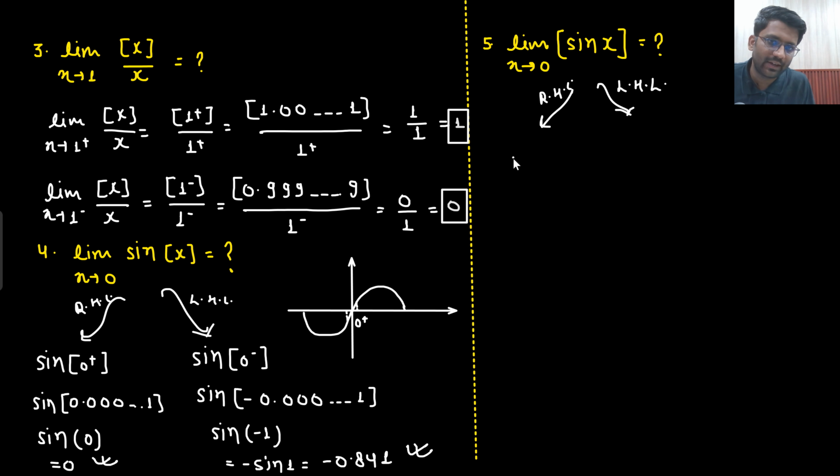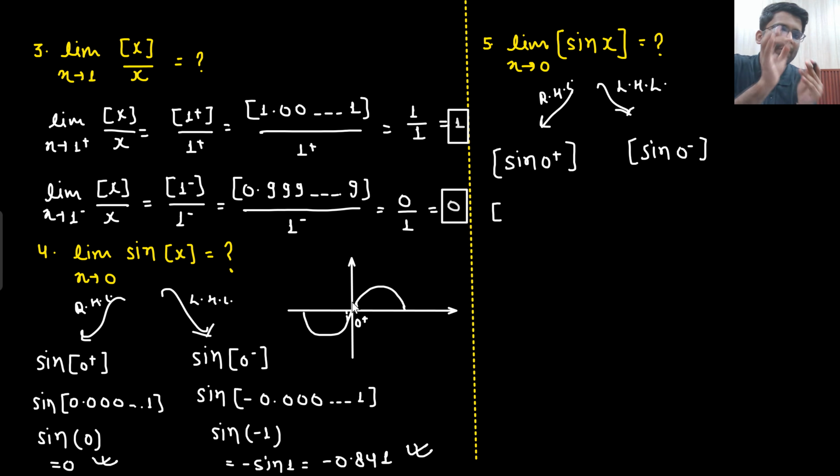Okay, so I am finding out sin 0 plus and then greatest integer function, and here sin 0 minus and then greatest integer function. Is that clear to you? What will be the value of sin 0 plus? Some value greater than 0. This value is nearly 0, but I am pretty sure that it is positive. So some value just greater than 0.